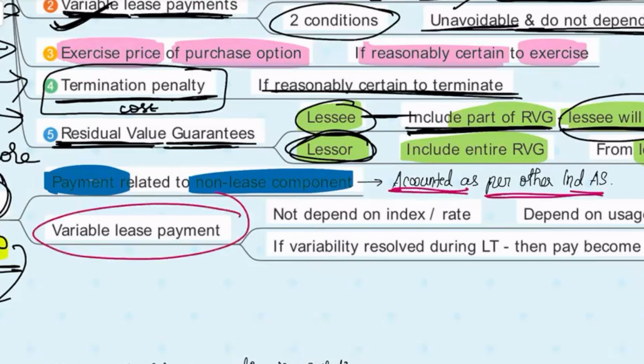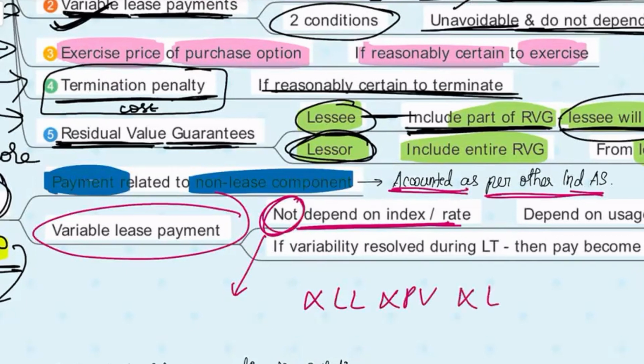Then variable lease payment. Only variable lease payment which is dependent on an index or rate will come under IND AS 116. For variable payments not dependent on an index or rate, you will not include the value in your lease payments, nor will you find out the present value for it, nor will it be recorded as your lease liability or your ROU asset.